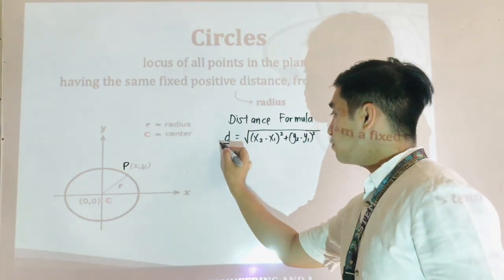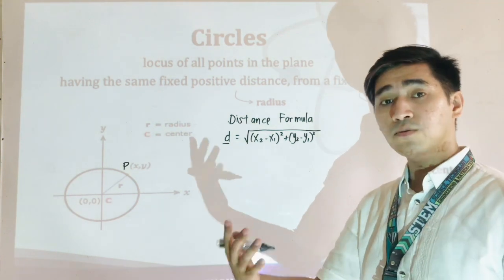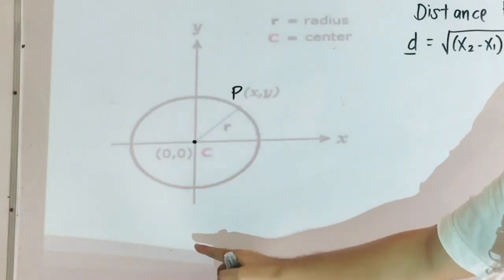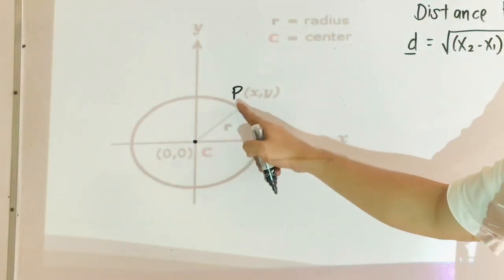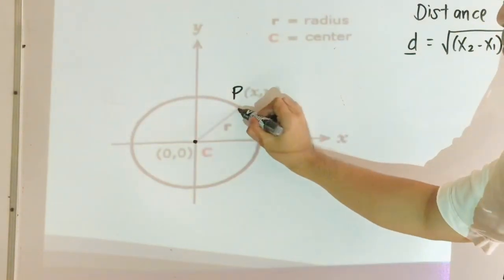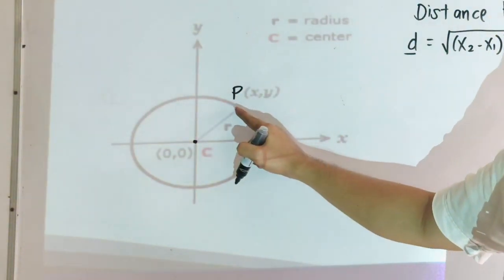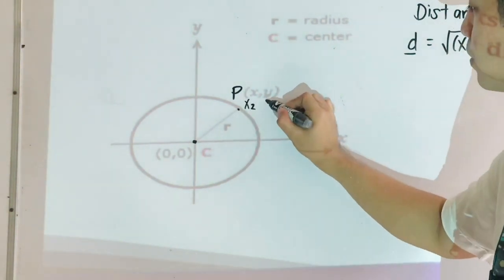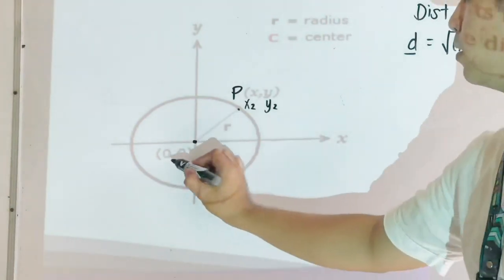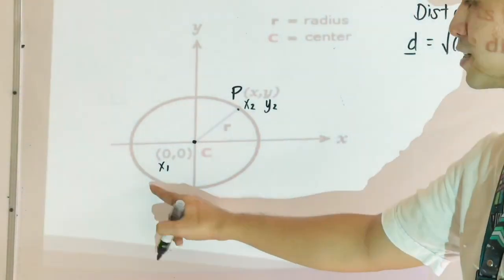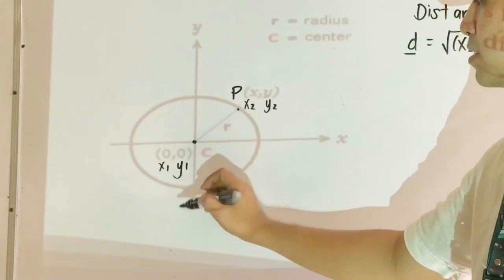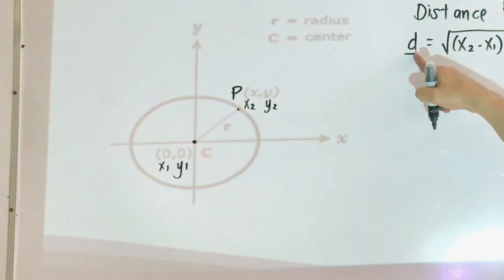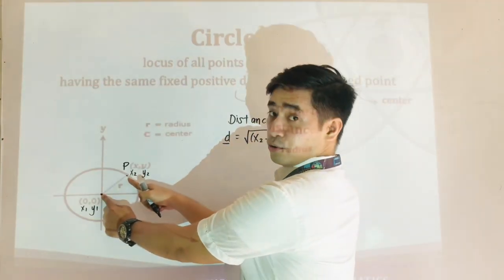How do we get the value of d? And how do we get the values of x sub 2, x sub 1, y sub 2, y sub 1? Using this illustration, this is the center. From the center going to the circumference of the circle, we have a point P, and the coordinate of point P is (x, y). So we call this x sub 2 and y sub 2. We call the center's coordinates x sub 1 and y sub 1 because these are the first coordinates. The distance is also the radius.